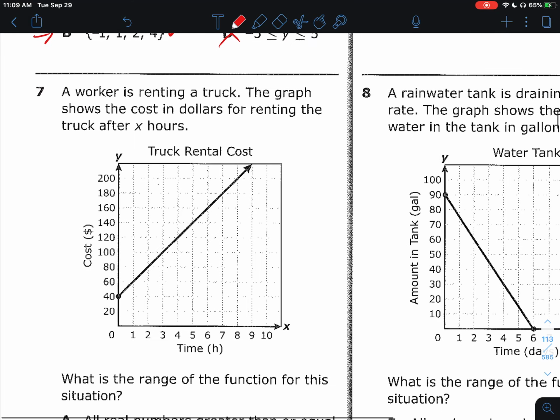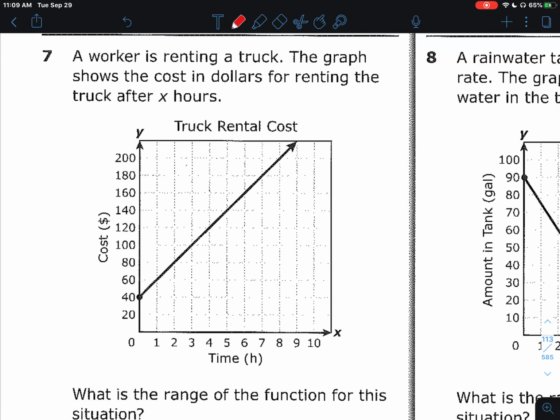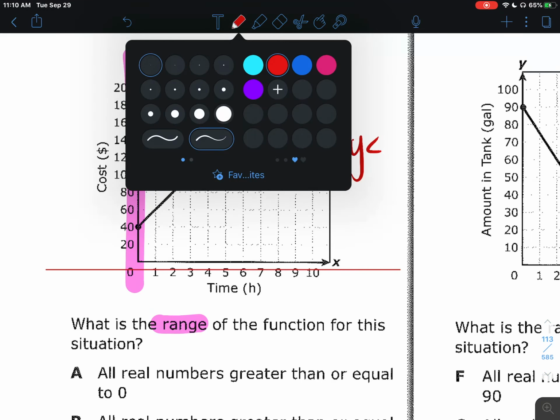All right, let's go ahead and look at this one. A worker is renting a truck. The graph shows the cost in dollars for renting the truck after x hours. Okay, what is the range? So range is going to be my y's again. All right, let's go ahead and draw up a pencil. And I see here that this is a continuous function, so it's probably going to look something like that.